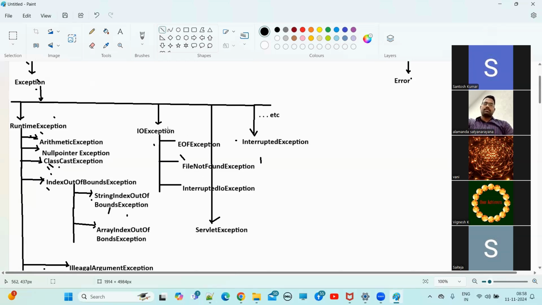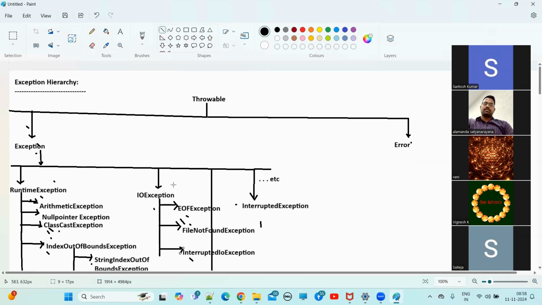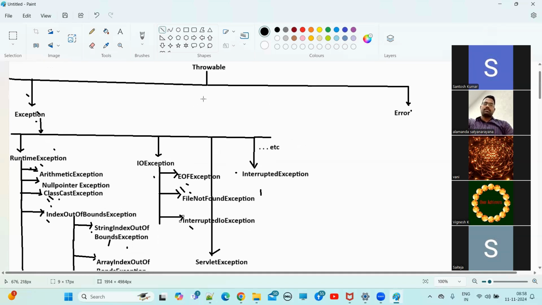Again, IOException is a child class of the Exception class. For IOException, we have three more child classes. The first one is EOFException, another one is FileNotFoundException, and the other one is InterruptedIOException. Okay. So these are the exception class related hierarchy. So what is the root class for all the exception classes hierarchy, guys? Throwable. Guys, can you hear me?